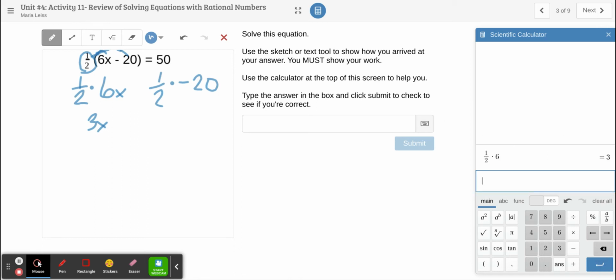Can you guess what that would be? Half of 6. I cut 6 in half and got 3. Can you guess what 1/2 of 20 is going to be? I bet you're right. Yep. 1/2 of 20 is 10. Now here's the thing. That wasn't a positive 20. That was a negative 20. So I'm going to put a negative 10. I don't need to write the plus. Now bring down my 50.